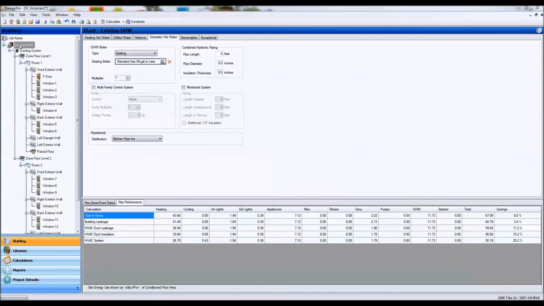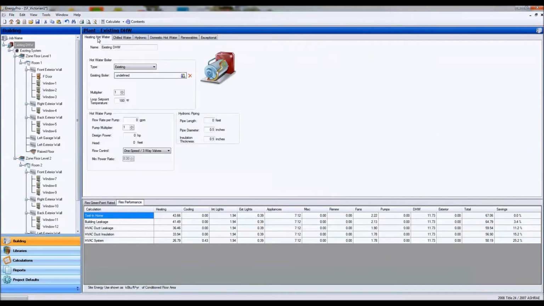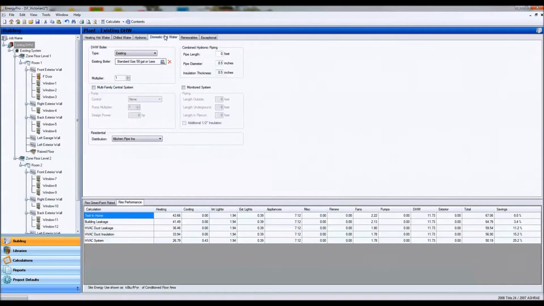In this video, we'll be looking at the different types of water heaters and data entry. So in Energy Pro, we have a plant section. In the plant section, we can input information about our domestic hot water system or our plumbing system. These two tabs, the heating hot water and the domestic hot water tab, will be our most important tabs.